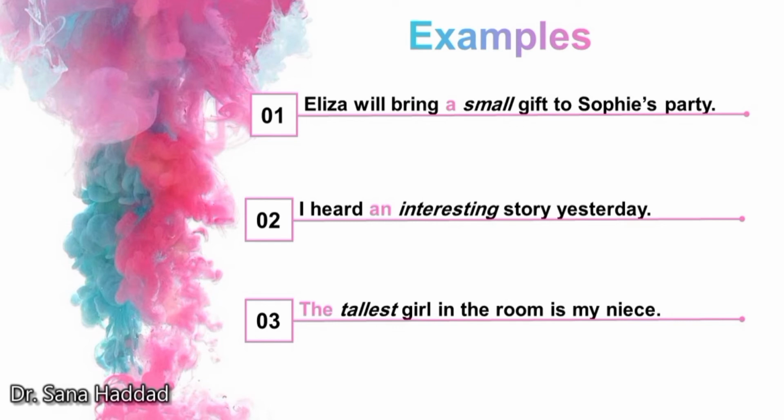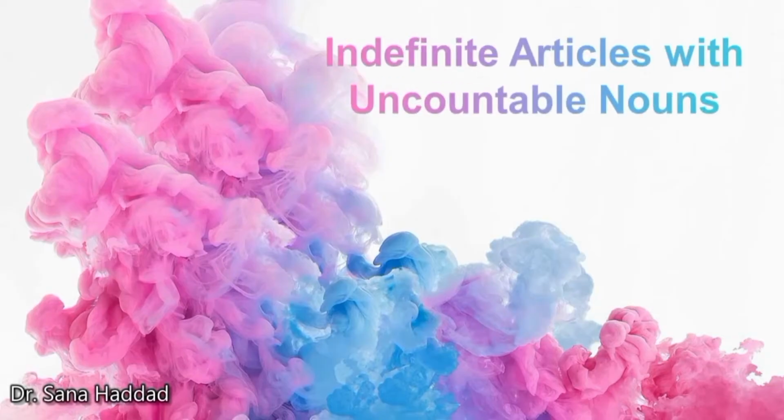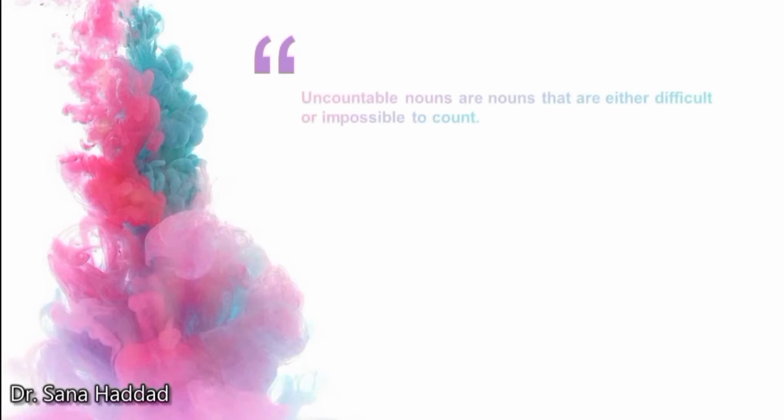In example 3, we used the, which is a definite article, because we're talking about a specific person. The tallest girl in the room is my niece. Indefinite articles with uncountable nouns. Uncountable nouns are nouns that are either difficult or impossible to count.